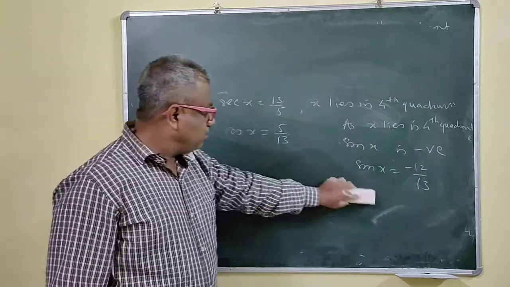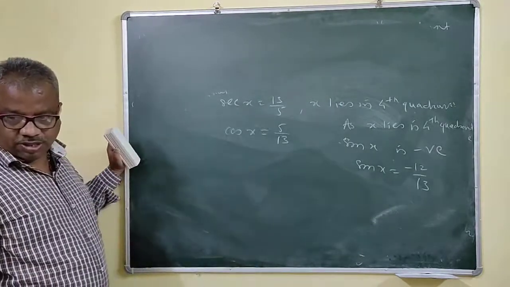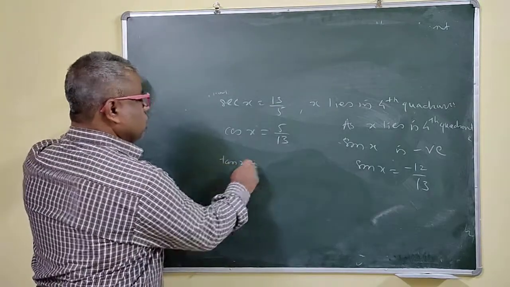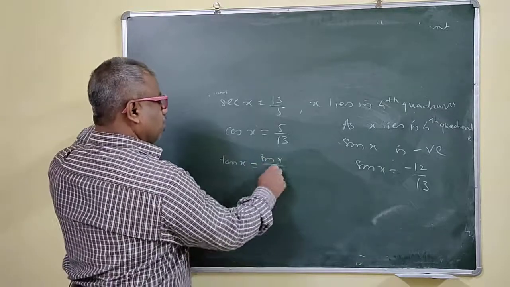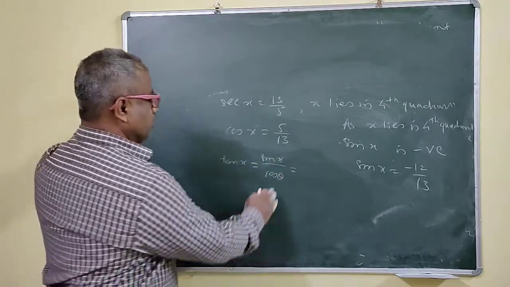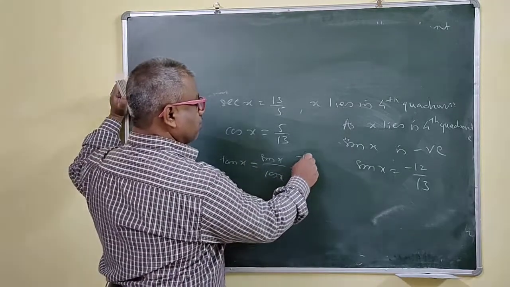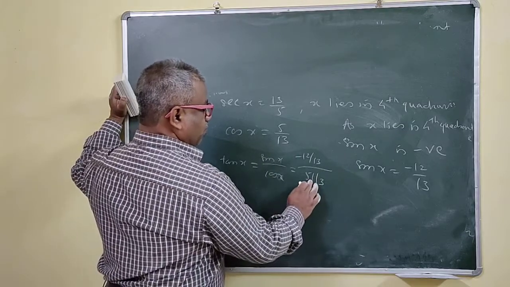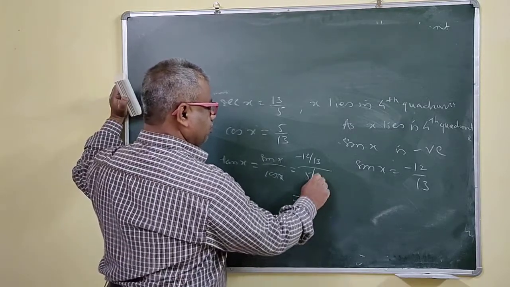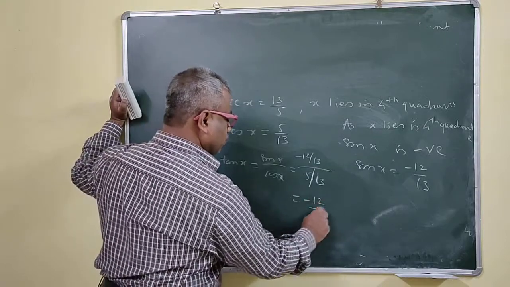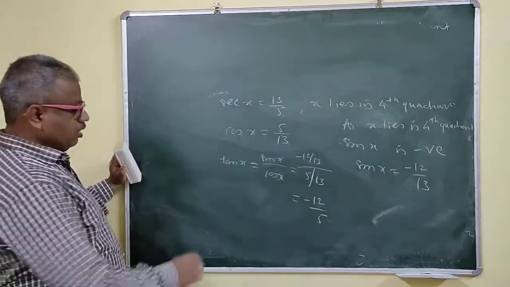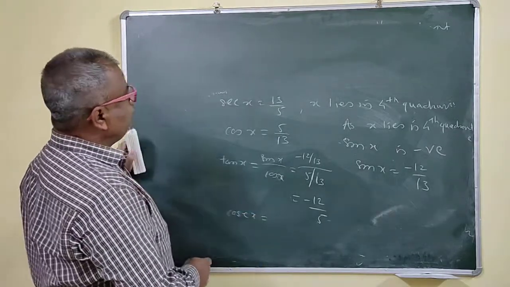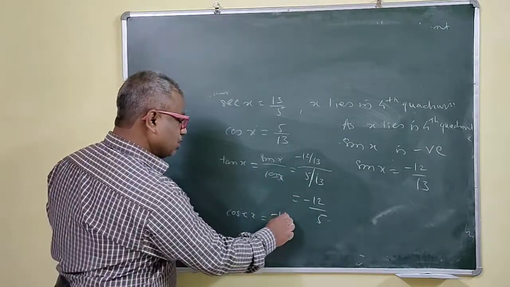Only this and cot. We need the value of cot also. So the value of tan now. Tan x is equal to sin x upon cos x. So sin x is minus 12 by 13 and cos x is 5 by 13. So 13 gets cancelled. So minus 12 by 5 is your tan. Then you want cosec now. Cosec x is 1 upon sin x. Sin x is this, so minus 13 by 12.